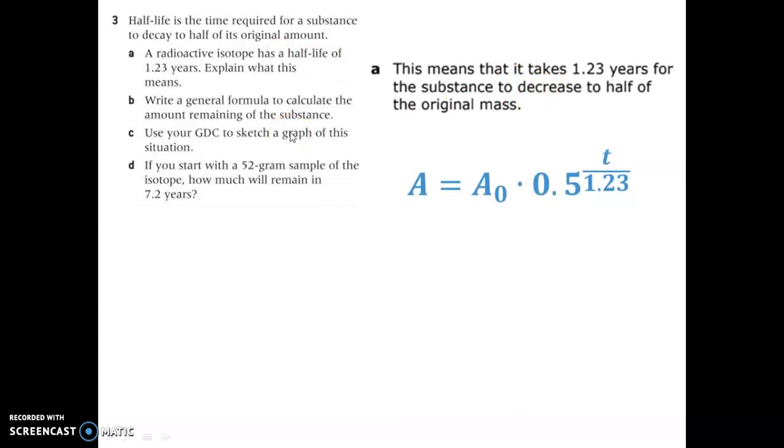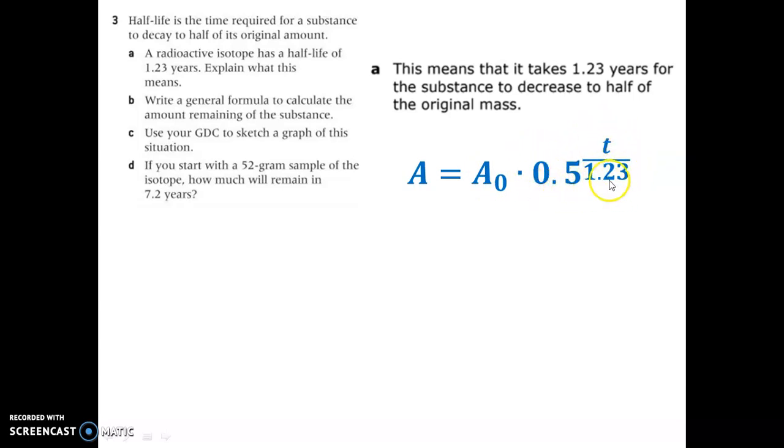B, write a general formula. This is, I think, where a lot of you got stuck. So this is just a geometric thing, right? Because every 1.23 years, it becomes half of what it was. So we have, this is what it will be, like our Un. This is the original amount, like our U1, like our starting amount. We call it A0 because it's the initial amount. And we multiply that by 0.5 because every time a half-life cycle goes by, it becomes half of what it was, half, half, half. So 0.5 is our multiplier, our r value.